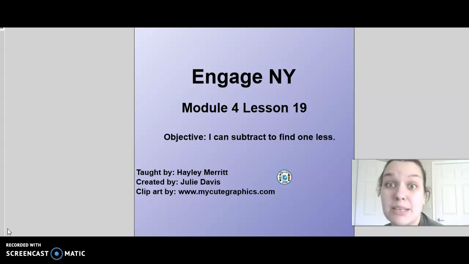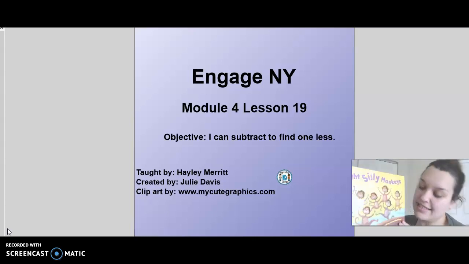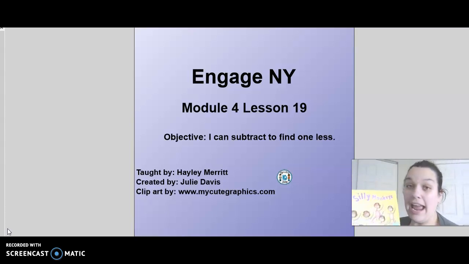Today our objective is I can subtract to find one less. The past few weeks we've been working on putting things together and using addition. Today we're going to start subtracting or taking away, okay? But only by one today. So I thought it would be a great day to read 8 Silly Monkeys. And as we go along, we're going to do a little math, okay?